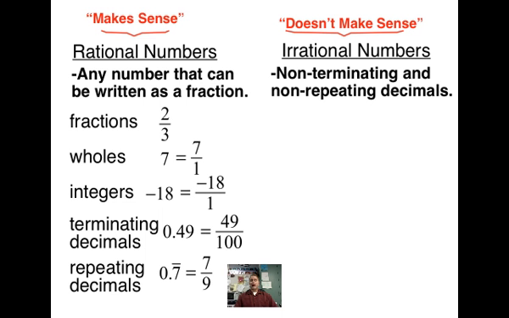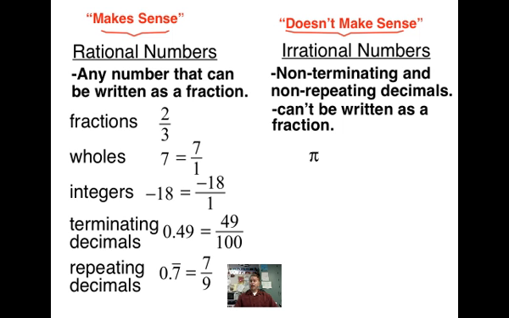Irrational numbers are non-terminating and non-repeating decimals. So think of your parents when they're mad at you. They just keep going on and on and on. And if they're really good, they never repeat. They keep saying different things, but they never stop. So these cannot be written as fractions.